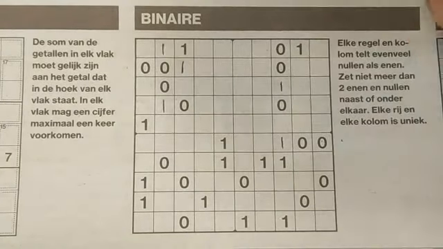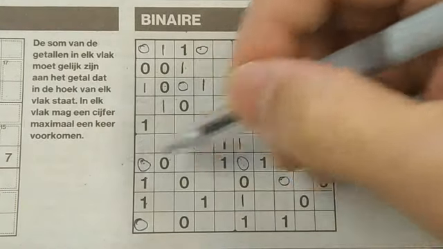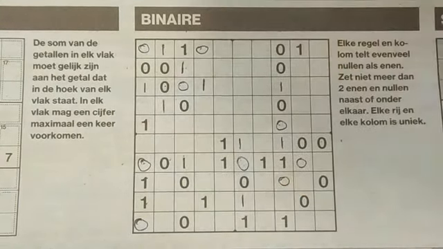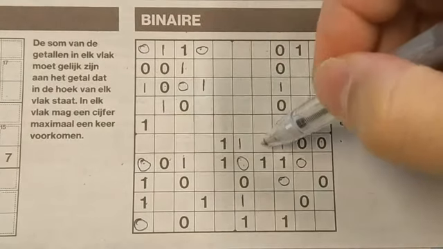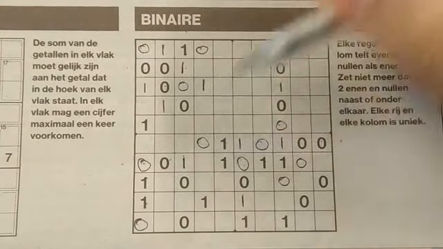Then double O, here one, there one. Double one, here O, and there O. And double O, here one, and there one. And double one, here O, there O. And double O, here one, and there one. And then double one, here O, and there O.